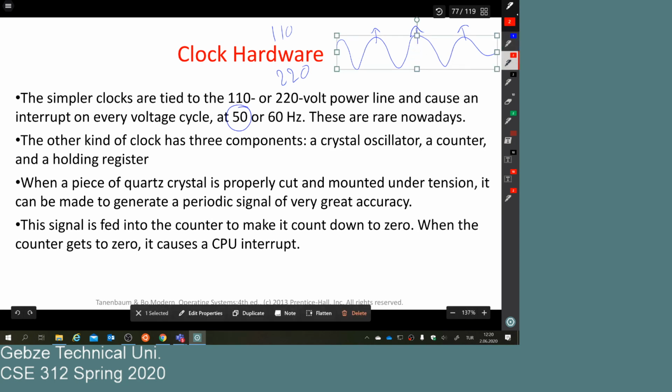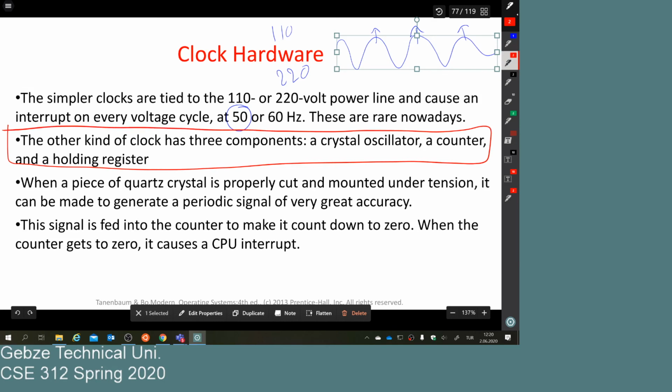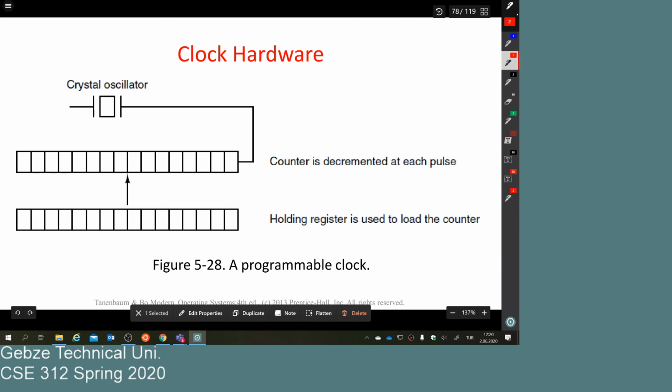Instead, we have this hardware structure. In our hardware, we have three things: a crystal oscillator, a counter, and a holding register. This is the crystal oscillator. This crystal oscillator is special. It's an electronic device. It produces a pulse at a very, very precise time interval. It's very, very sensitive.